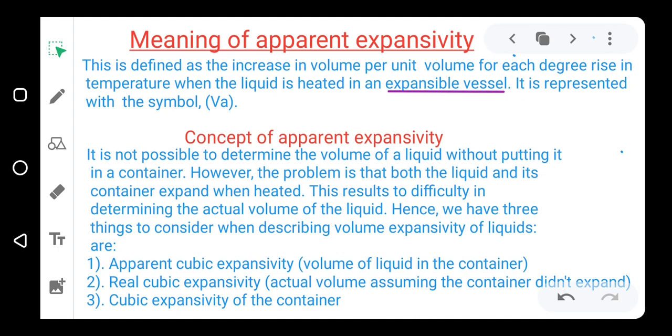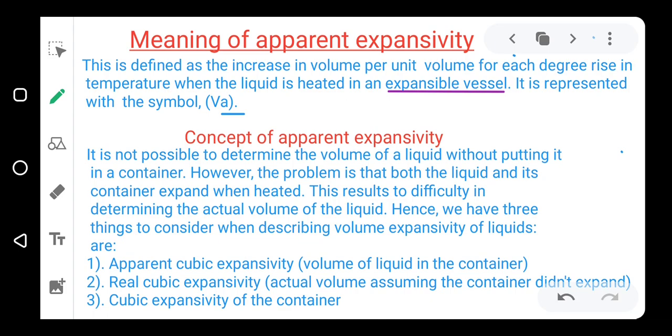It is represented with alpha V or V alpha. This is alpha, and alpha is the symbol for linear expansivity. We have alpha, or you write A, VA, where V is representing volume expansivity and A is representing apparent.